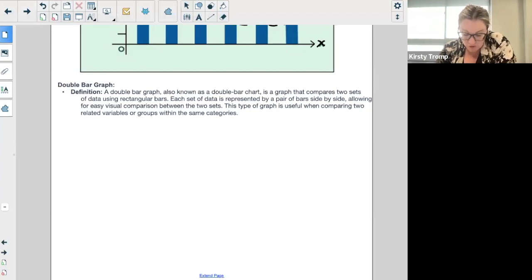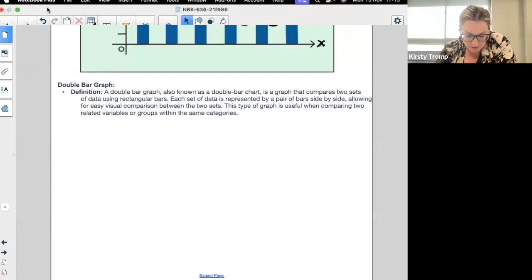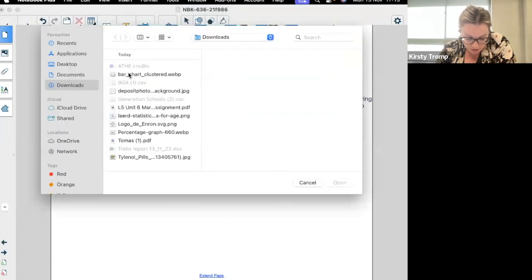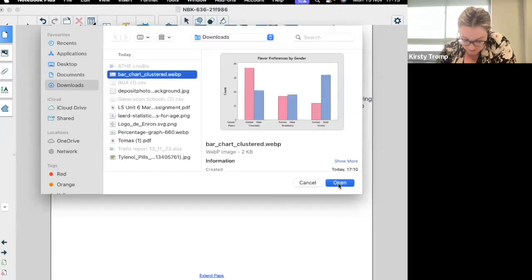This type of graph is useful when comparing two related variables or groups within the same categories. Okay, so we're looking at two sets of data. Maybe we're looking at something like how many ice creams girls ate and boys ate in particular months. So we're looking at comparing the number of ice creams eaten by boys and girls in a particular month, all right? That would be an example of where we would use a double bar chart. So let's go show you what that would look like, a picture of it.